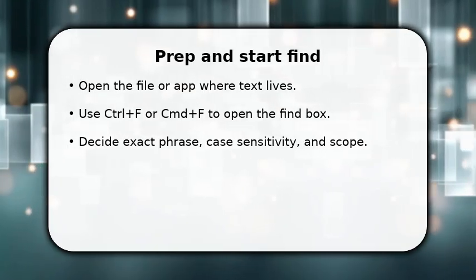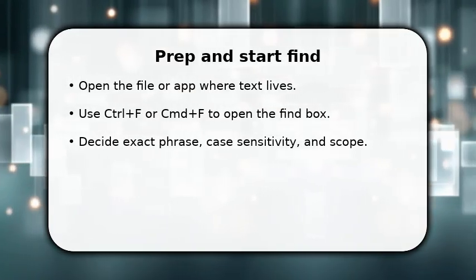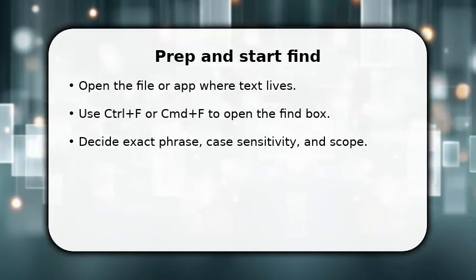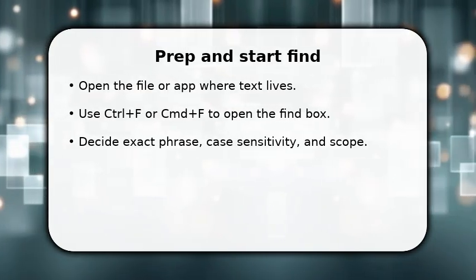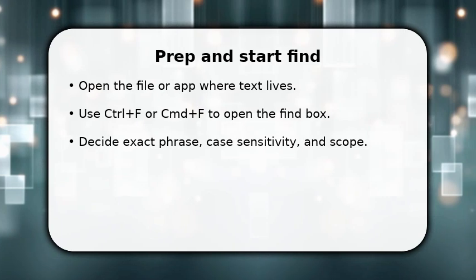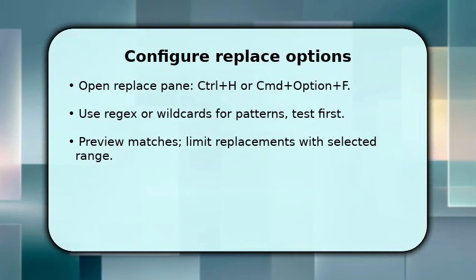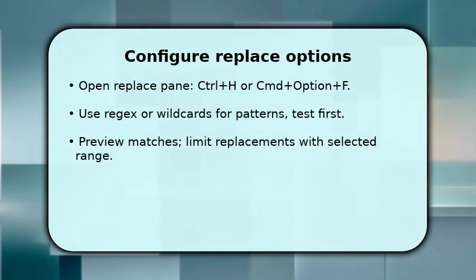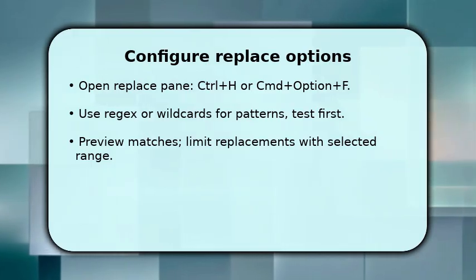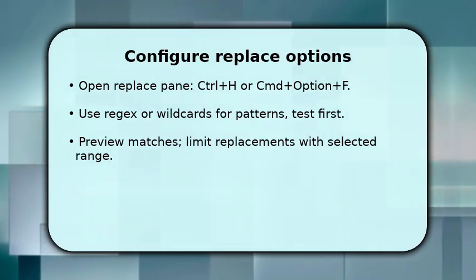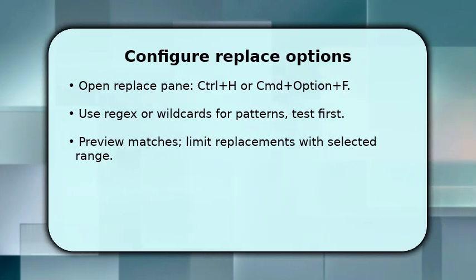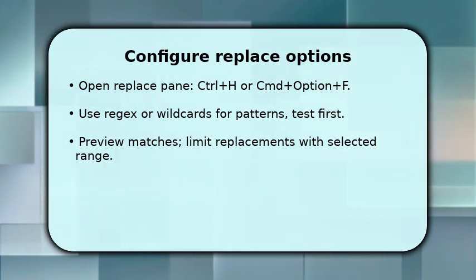Once done, scan the first few matches to confirm the selection works as expected before moving to replacements. This prevents broad mistakes. You now open the Replace pane and enter the replacement text while keeping the original visible. Use regular expressions or wildcards when patterns repeat. These powerful tools let you match digits, punctuation, or variable text.